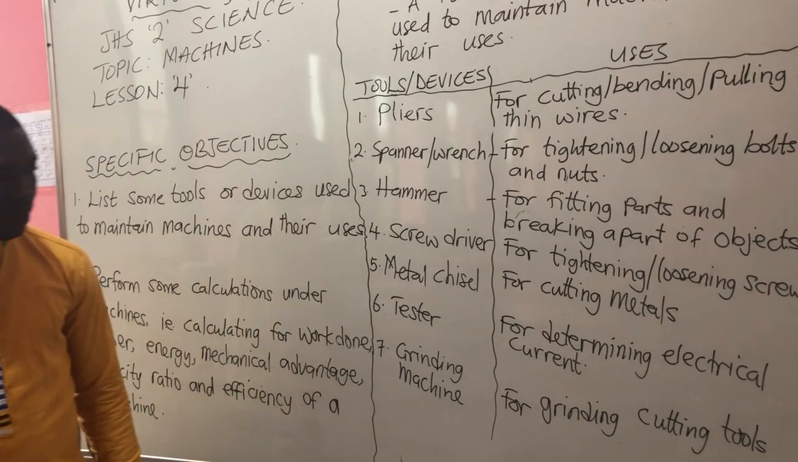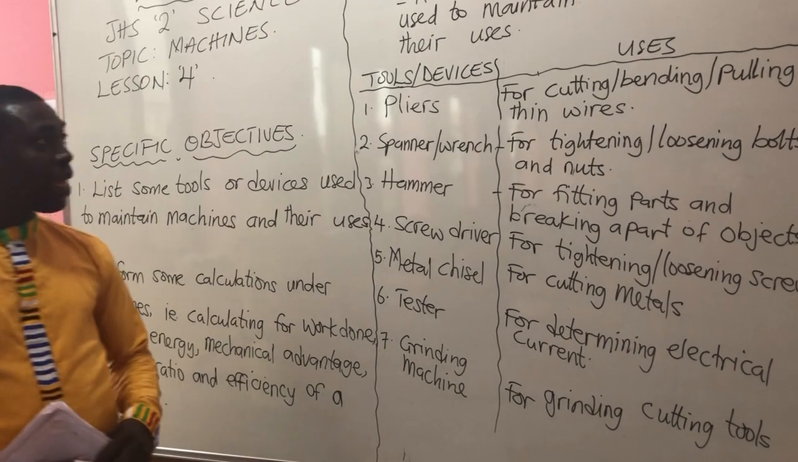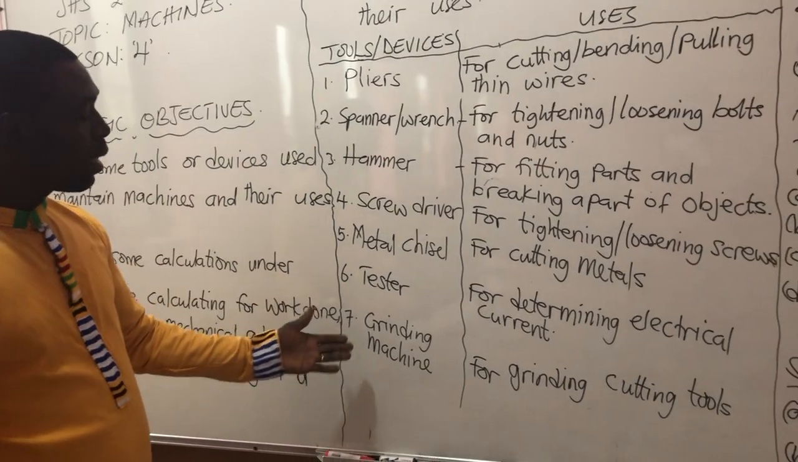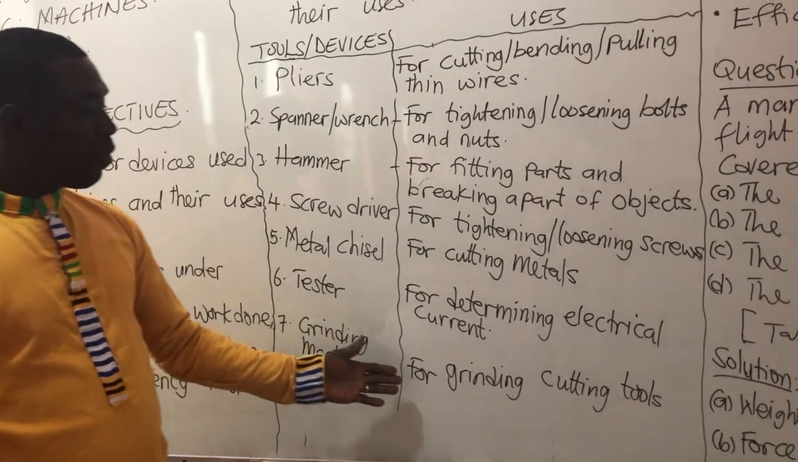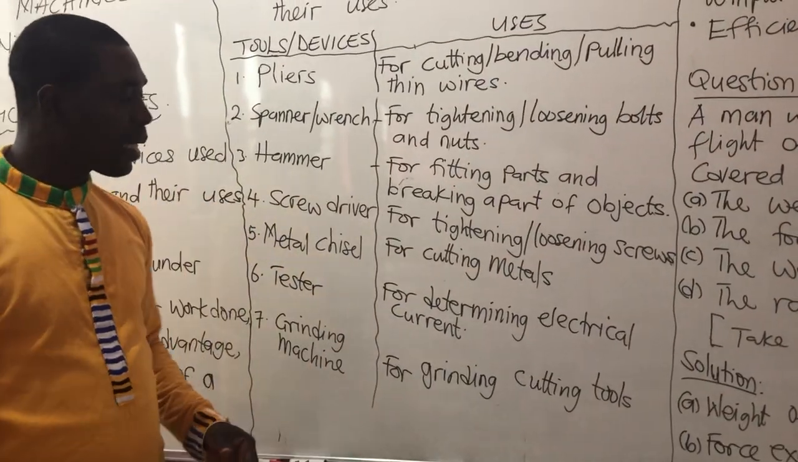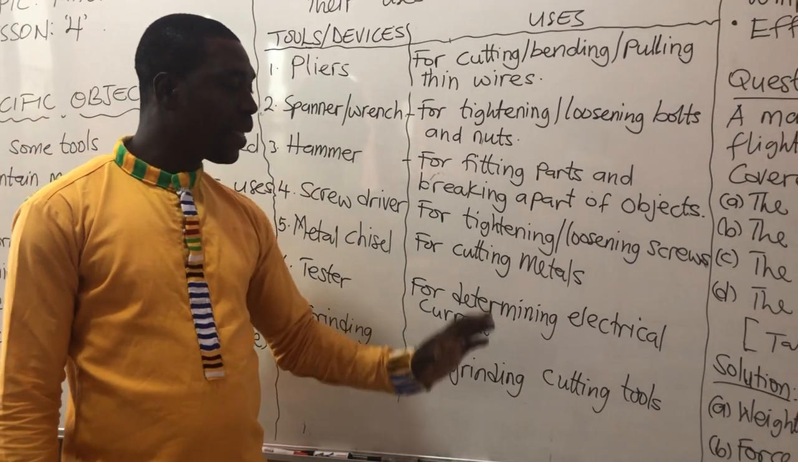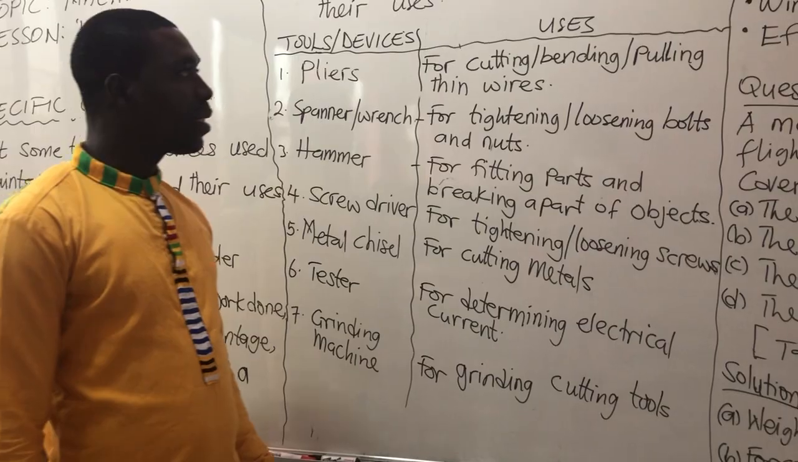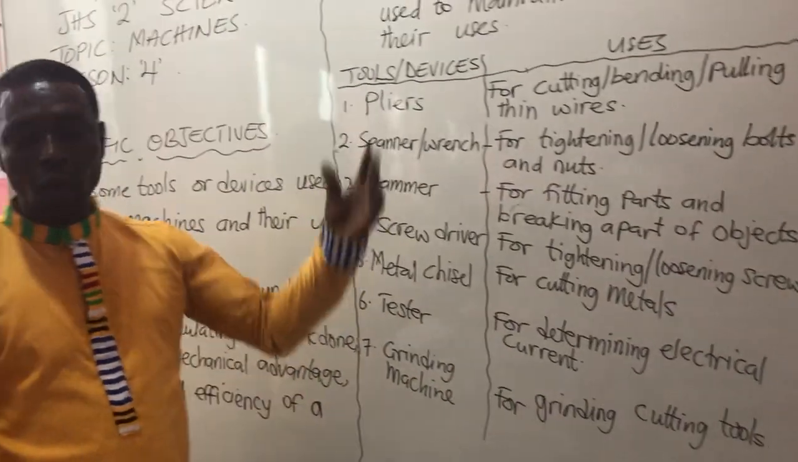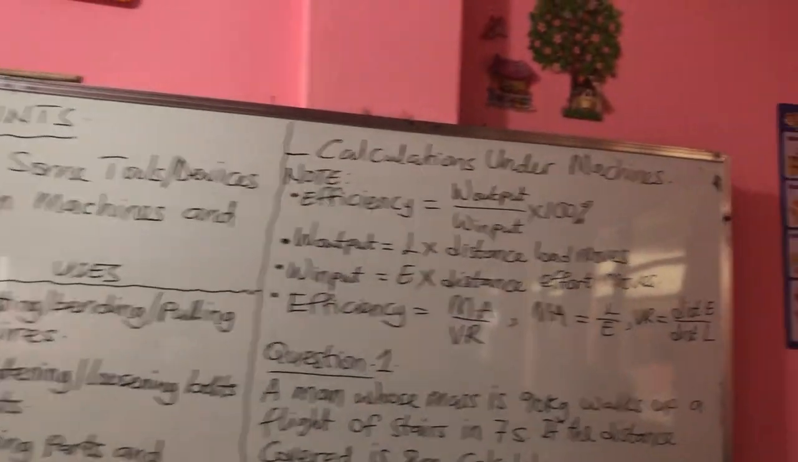That is the tester. We also have another device which is the grinding machine. We have the grinding machine which is used for grinding or sharpening cutting tools. That is what? Grinding machine. Very good. Now let's look at some calculations and machines.